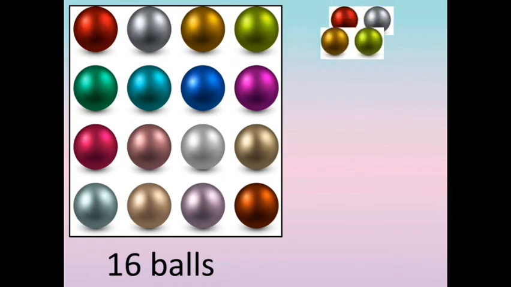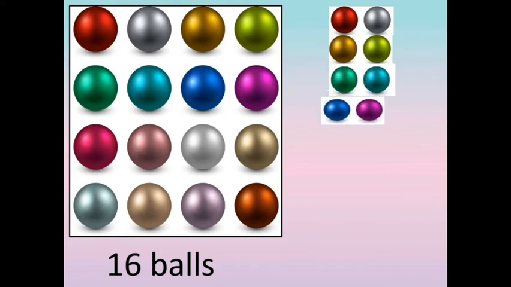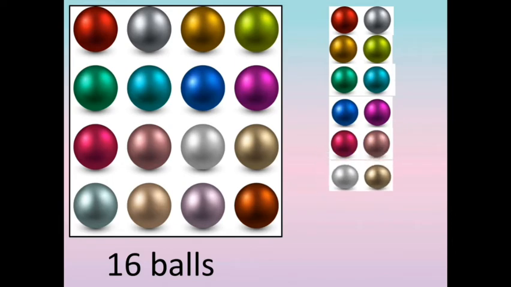Yes, 1, 2, 3, 4, 5, 6, 7, 8. So how many balls are there in these pairs? Count each one. 1, 2, 3, 4, 5, 6, 7, 8, 9, 10, 11, 12, 13, 14, 15, 16. And there are how many pairs? 8 pairs. See, 8 pairs are there.